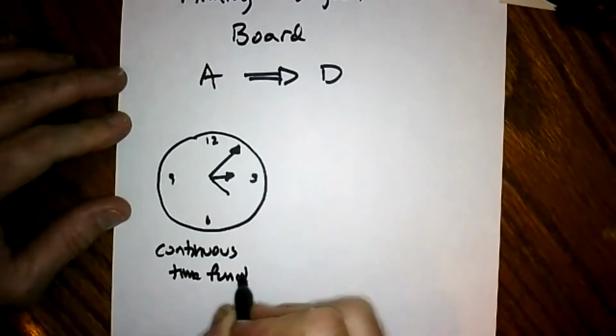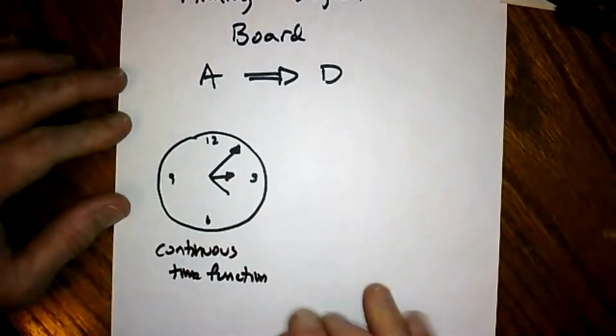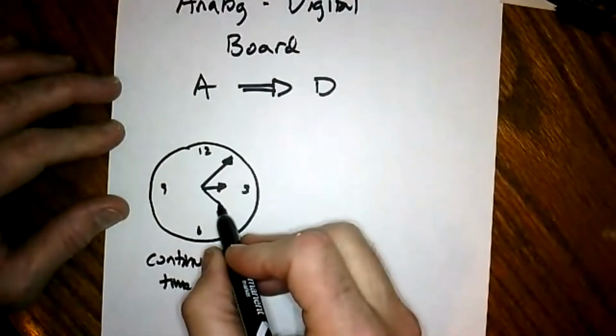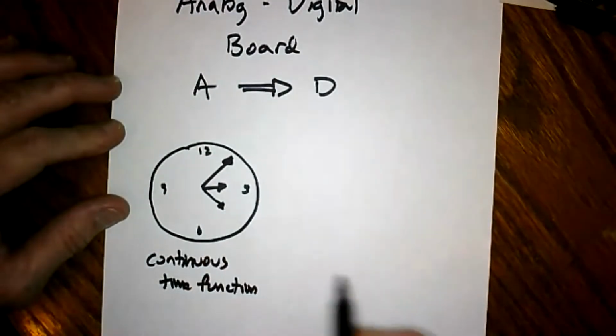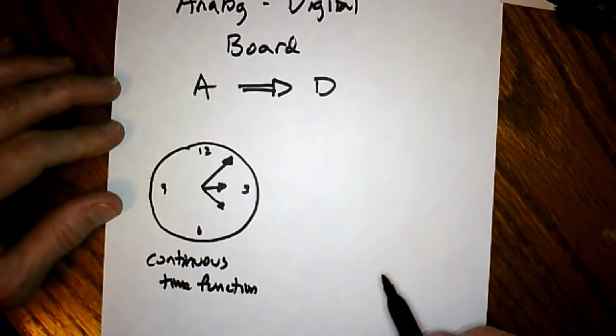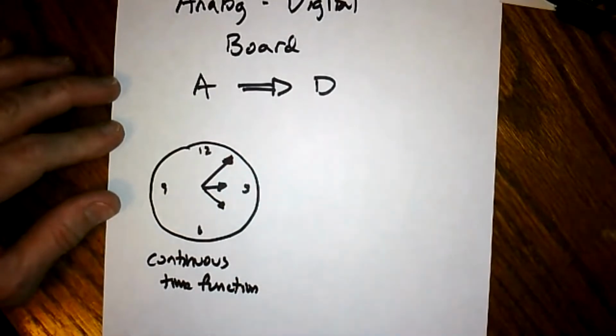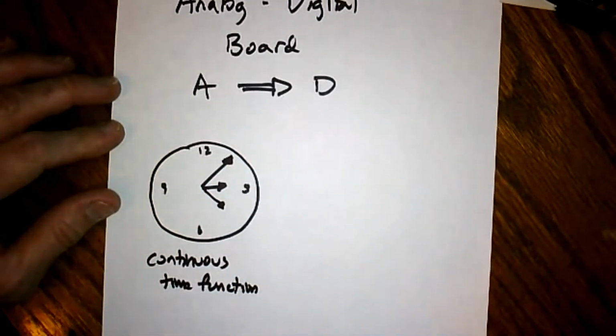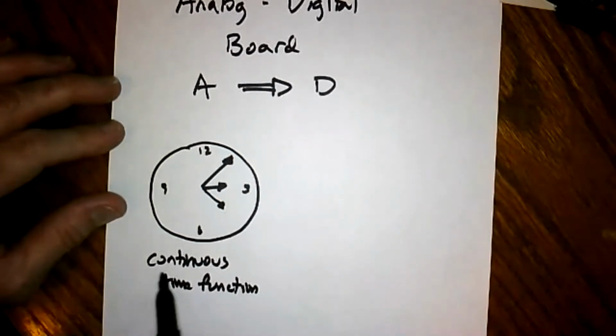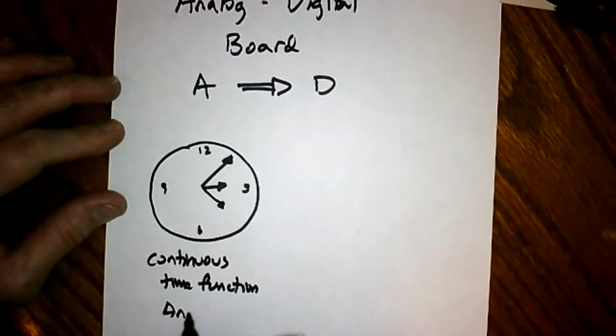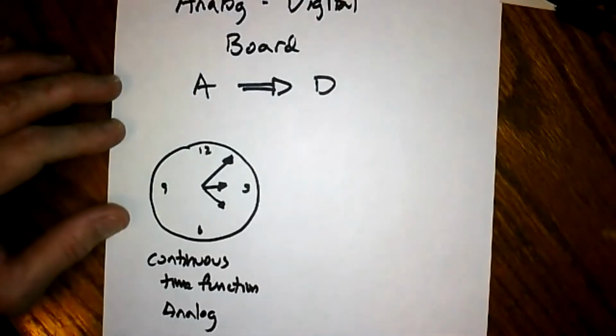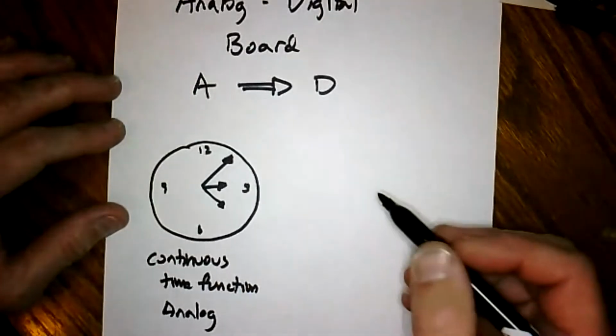That means these dials are continually moving, right? Continually moving. But we would recognize the position of these dials and be able to interpret that as a time. That's an analog signal. And you can find analog watches and analog clocks, and that's what they look like.